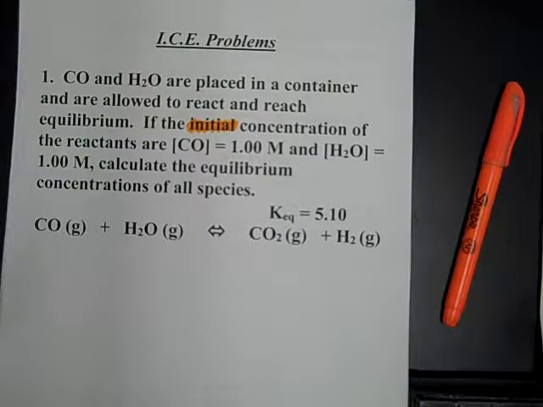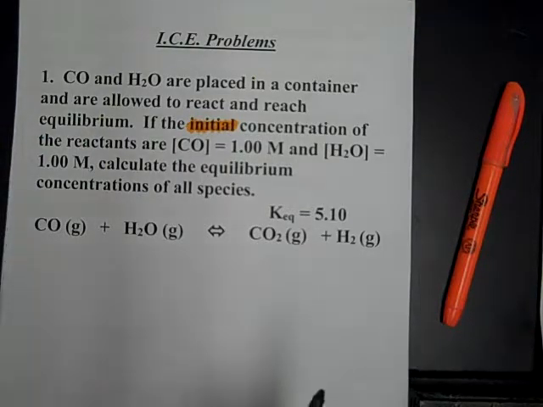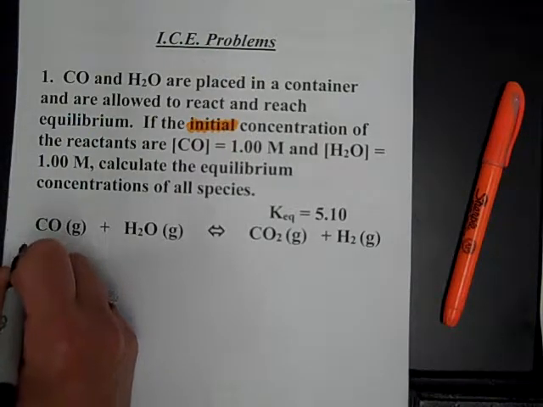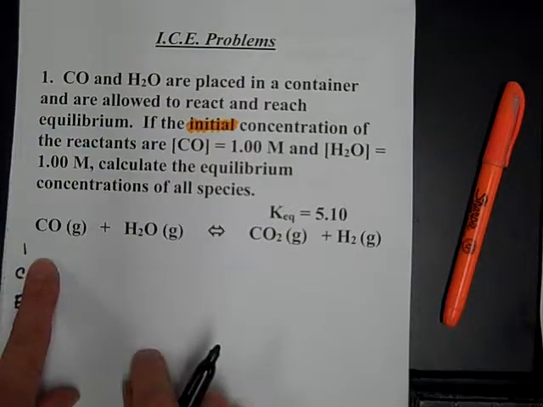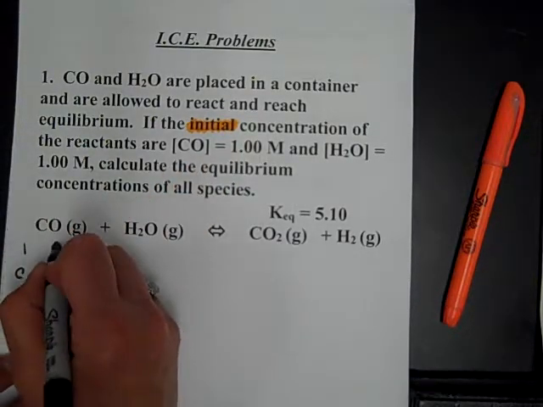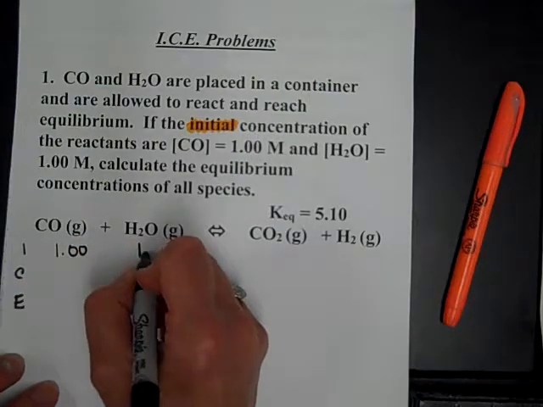The first thing you're going to do when you're doing an ICE problem is you're going to make what's called an ICE table. I'm not even going to draw it with the lines. That's not important really, but we're going to make an ICE table. We're going to write ICE here. Again, I stands for initial concentration, and we can read that from the problem. It's 1 molar and 1 molar.